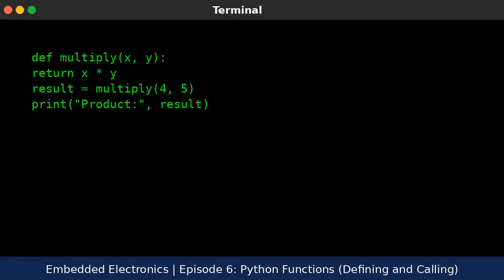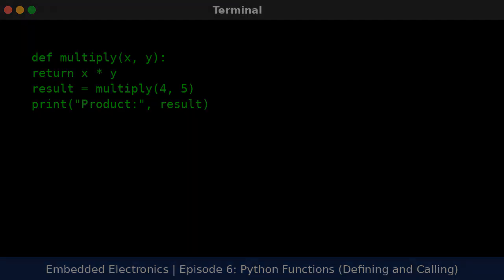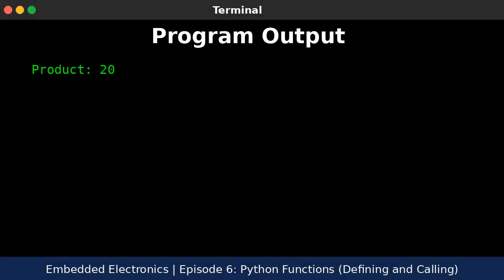This function multiply returns the product of 2 values which is then stored in result and printed. The output of example 3, function with return value is as follows. Product, 20.